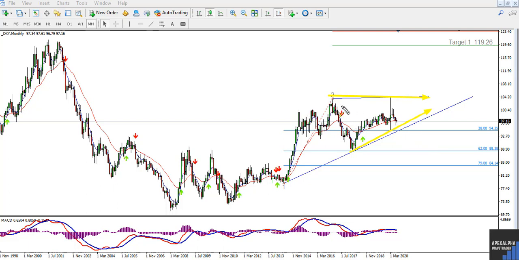Okay, so if we bounced from here as A and this is B, so we definitely probably will have a C, all right, and then a D and E and then up. Okay, so that's what I'm looking at on the monthly time frame for the dollar index, but of course I could be wrong. So we are going to now break it down and go down to the time frame that we can look for swing trades or intraday trades.